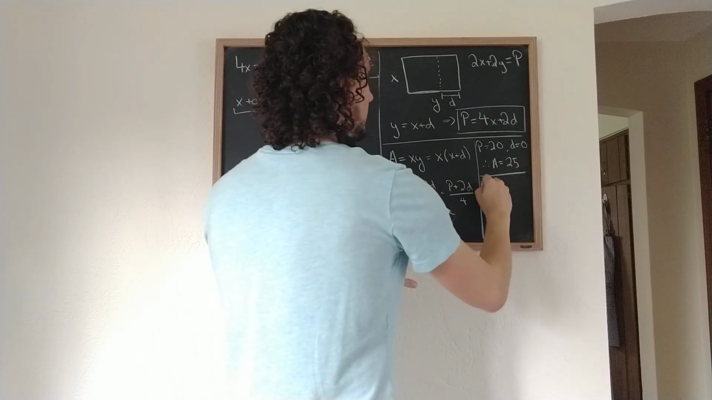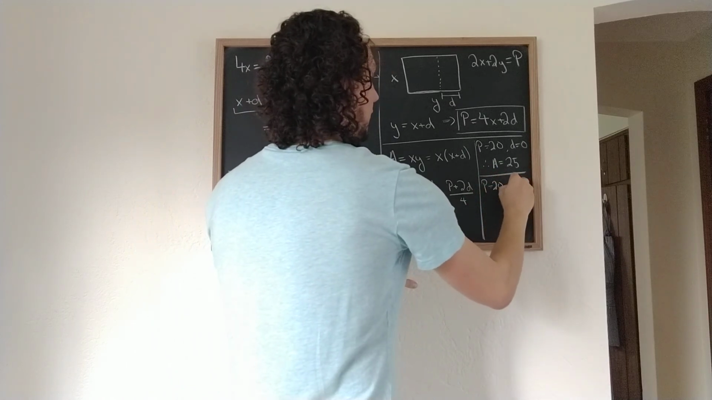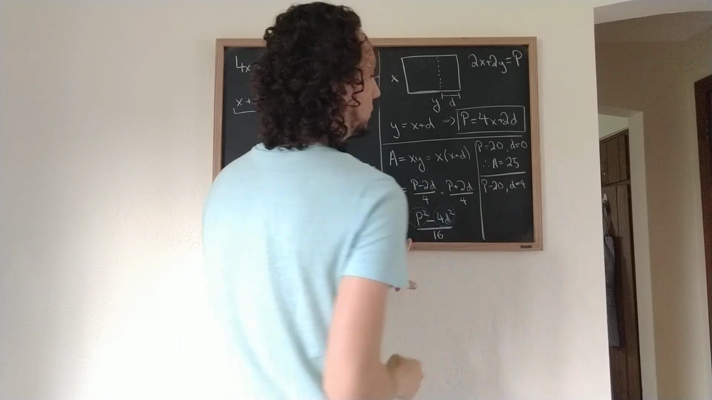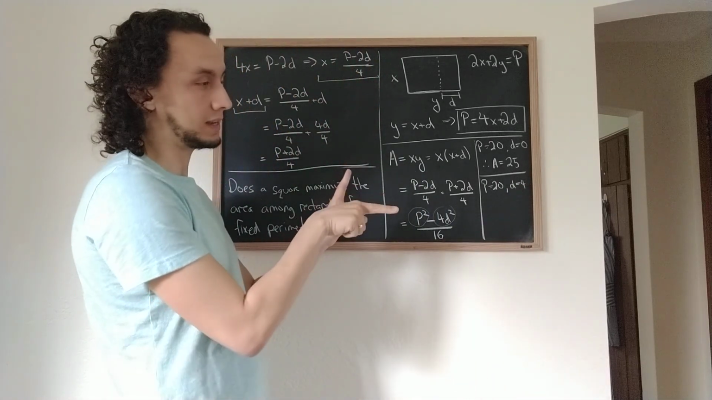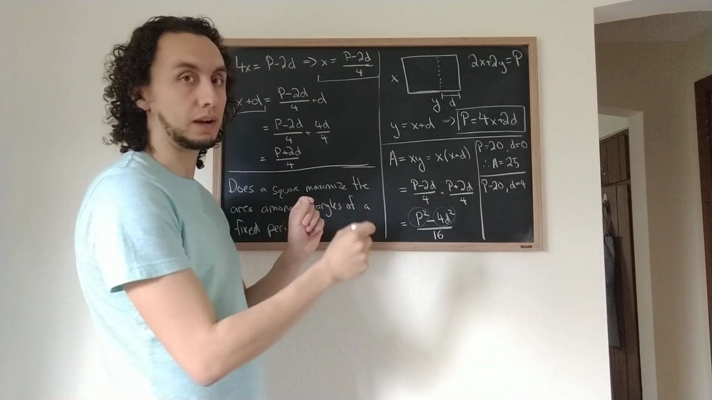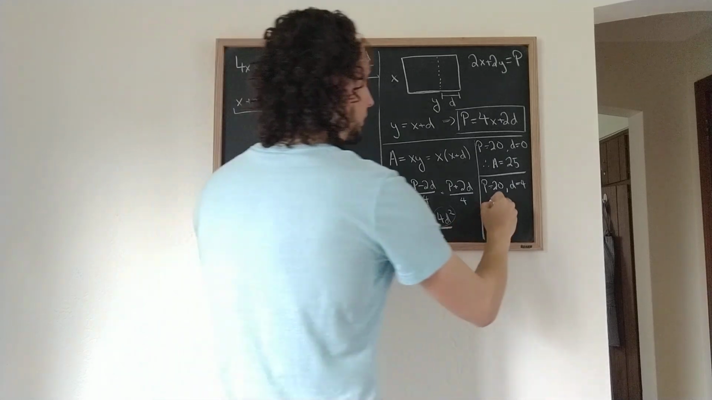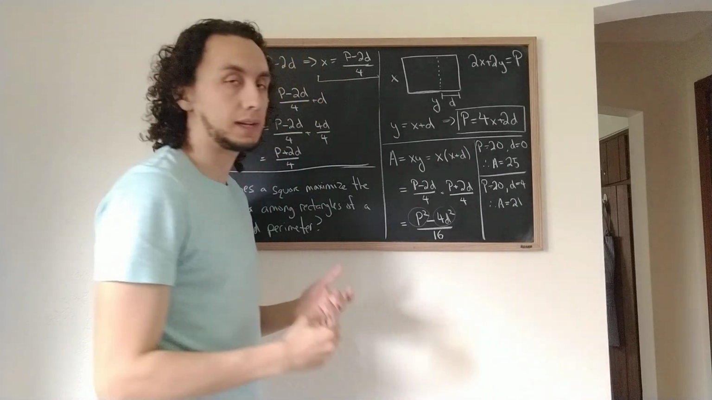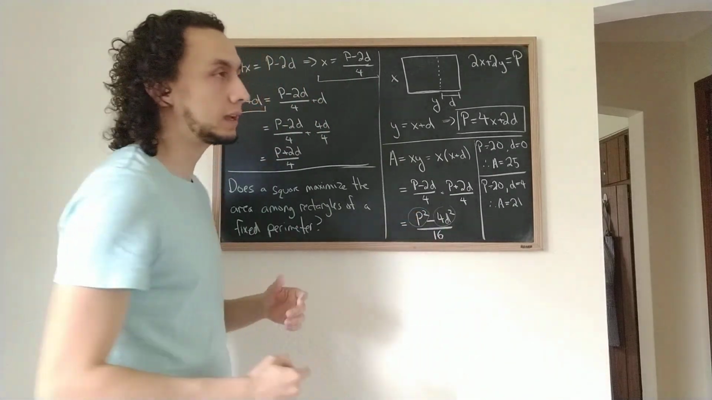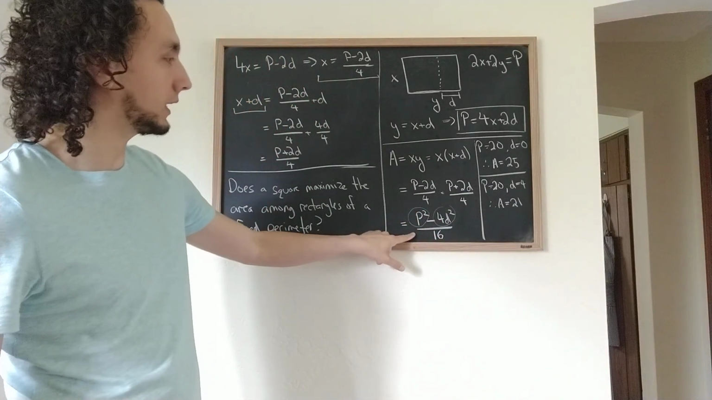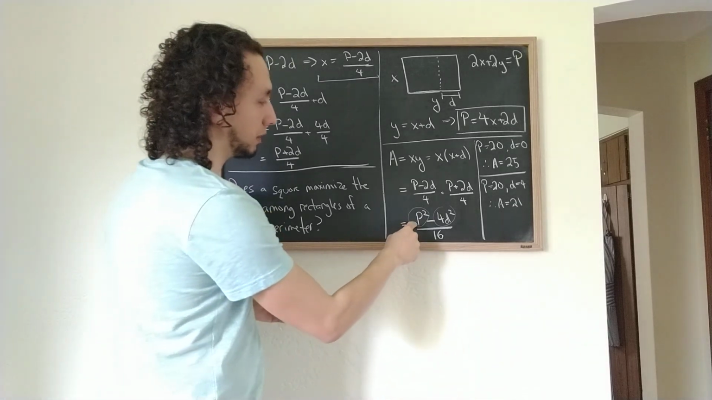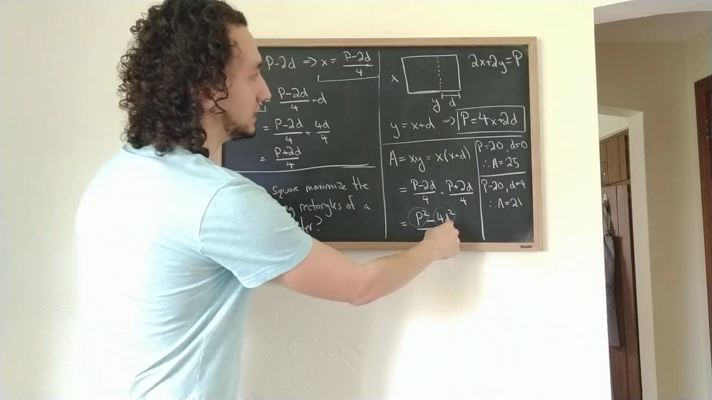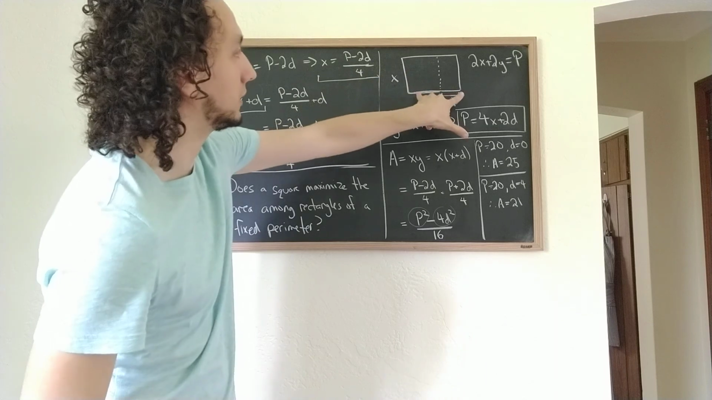And similarly, when p equals 20 and d equals 4, which corresponds to our 3 by 7 rectangle, because the difference between 3 and 7 is 4, that gives us an area of 21, as we expect, just by plugging into this formula. But the really important part of this formula is that it's done for an arbitrary perimeter and an arbitrary difference d between the short side and the long side.